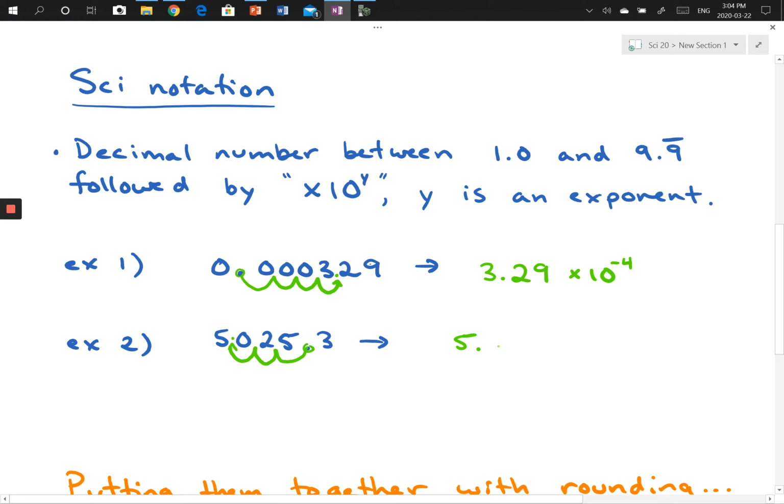My number is going to be 5.0253, don't forget the 3, times 10 to the, and I move this decimal 1, 2, 3 places to the left. So I'm going to have a 3 for my exponent there. Okay, that's how scientific notation works. Just remember, small numbers will have a negative exponent. Big numbers will have a positive exponent.